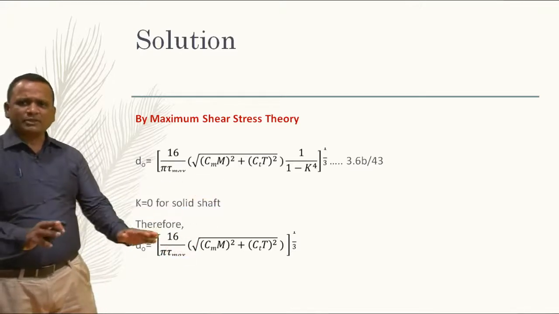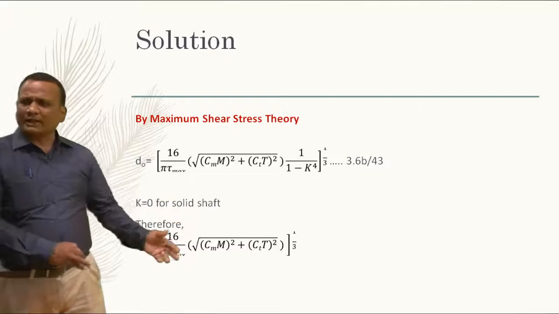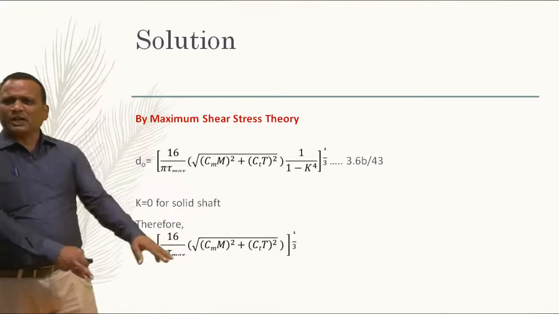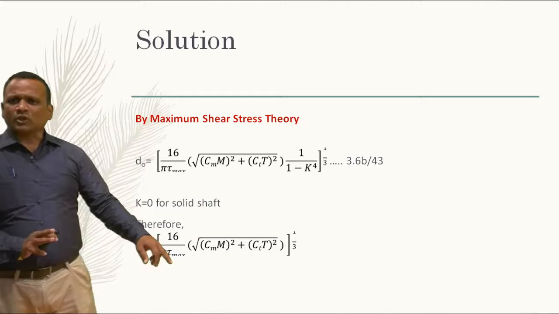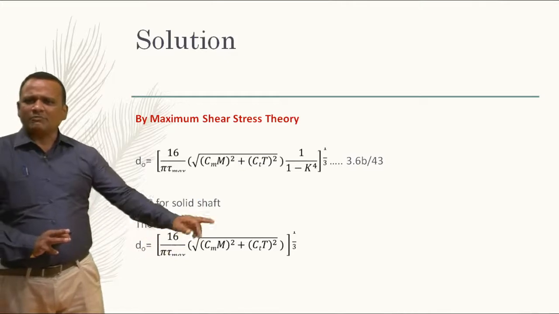So this is the basic equation. Now I need to find out all the unknowns that we have in it. I will substitute everything into this formula and find out the diameter of the shaft. So I know tau max, and I need to find out Cm, Mb, Ct and T.